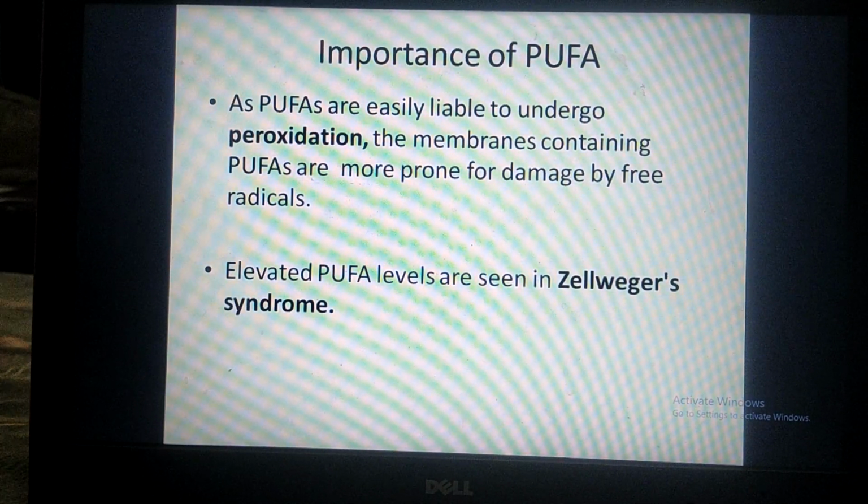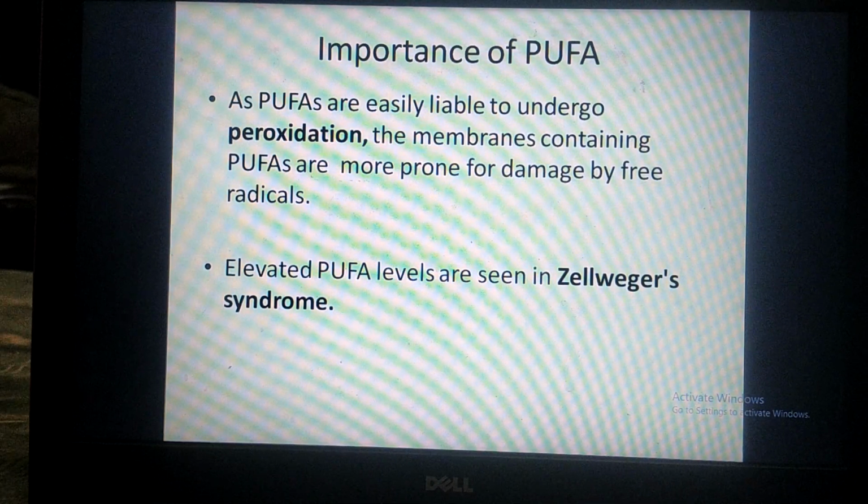These polyunsaturated fatty acids, due to the presence of double bonds in them, are easily attacked by free radicals or the enzyme peroxidase, leading to the oxidation of these polyunsaturated fatty acids, called peroxidation. When there is peroxidation in the fatty acids present in the cell membrane, it may damage the cell membrane. Elevated levels of polyunsaturated fatty acids are seen in Zellweger syndrome.